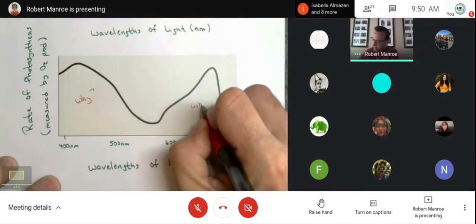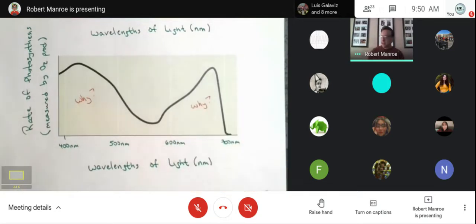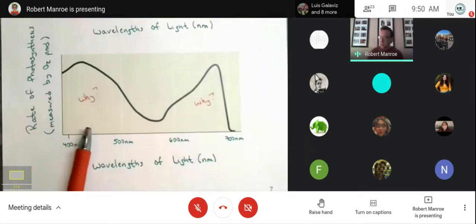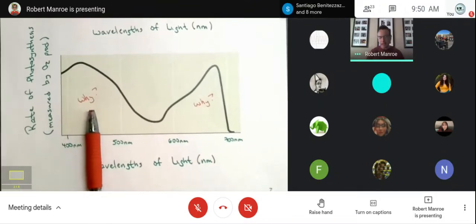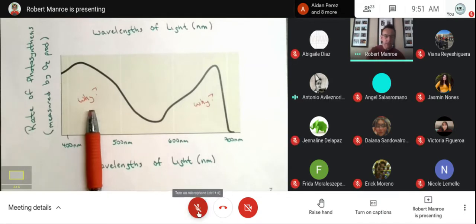Why? Why is there a big hump here? Why is the reaction rate higher in our blue, indigo, and violet range? Why is that reaction rate higher? More light is being absorbed. What does the plant do with that light? Use it in light-dependent reactions.